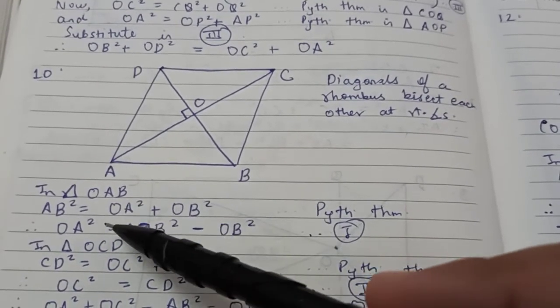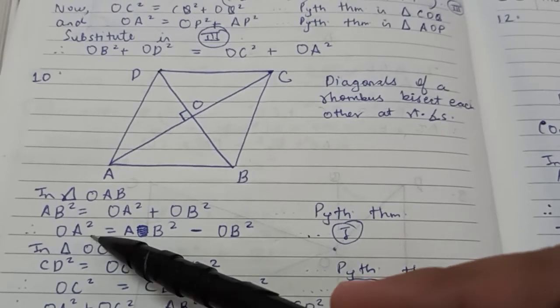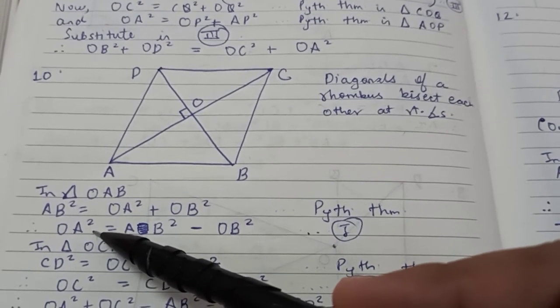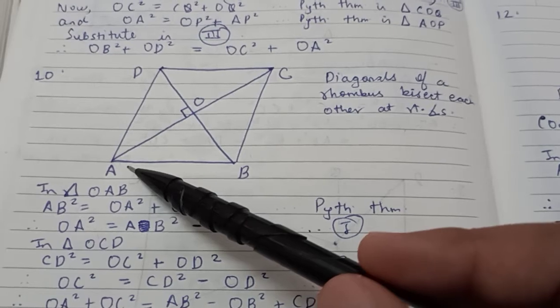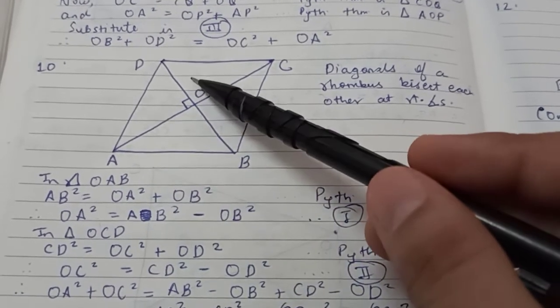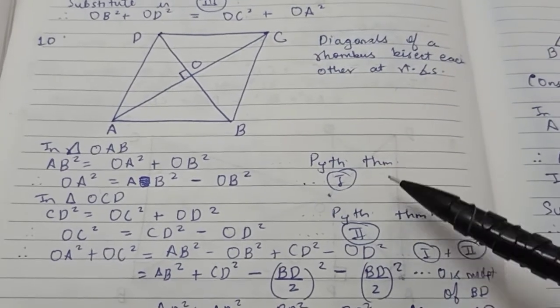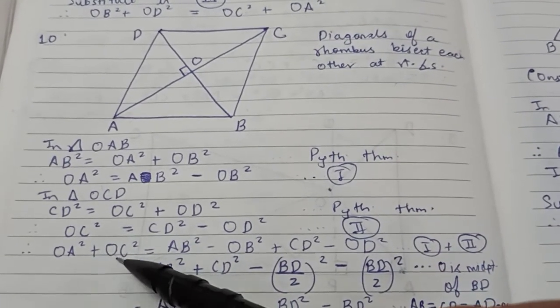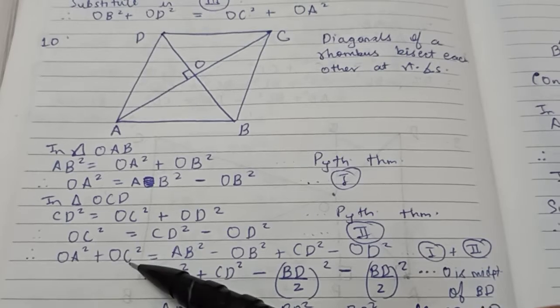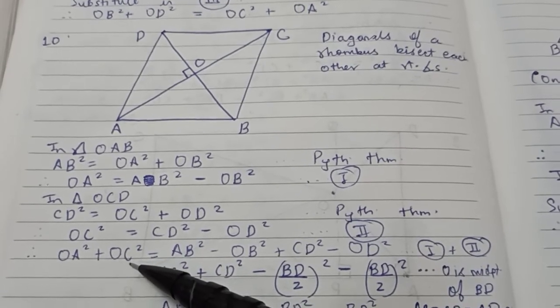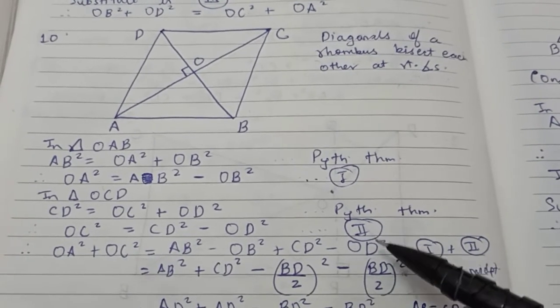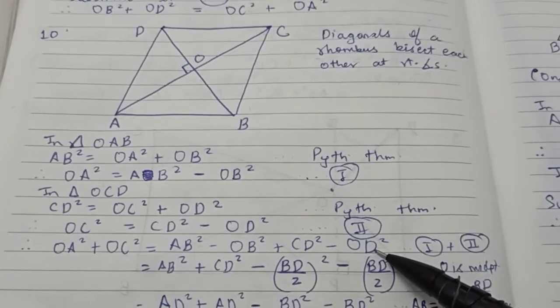And we'll rearrange the terms to get OA squared because that is what is there in the LHS of the question, OA squared. Similarly, in triangle OCD, we'll get the value of OC squared. And then we add these two equations, so we get OA squared plus OC squared, which is the LHS as per the question. So now we'll have to solve the RHS to get it as per the question.